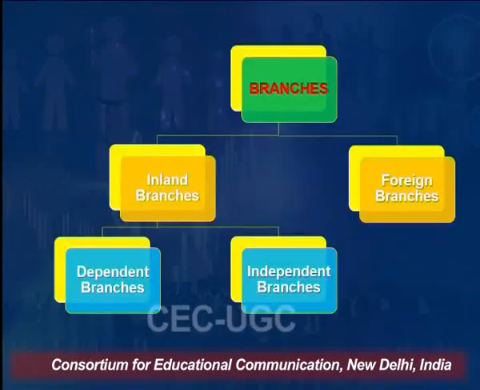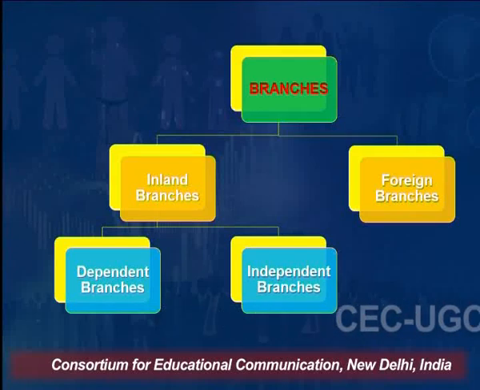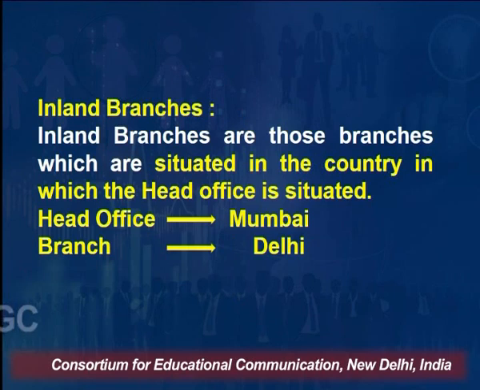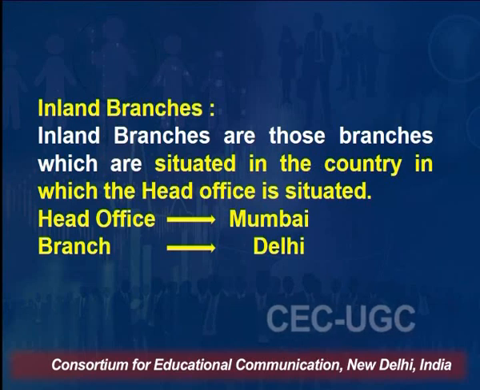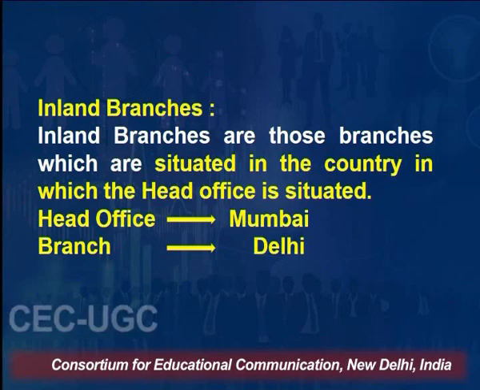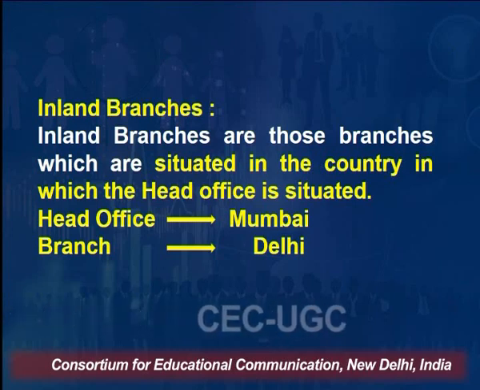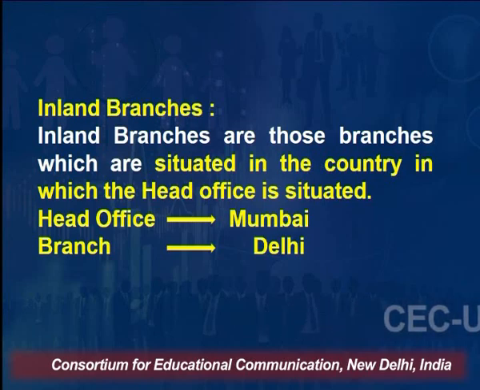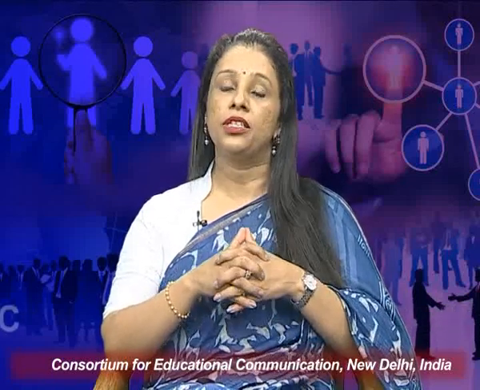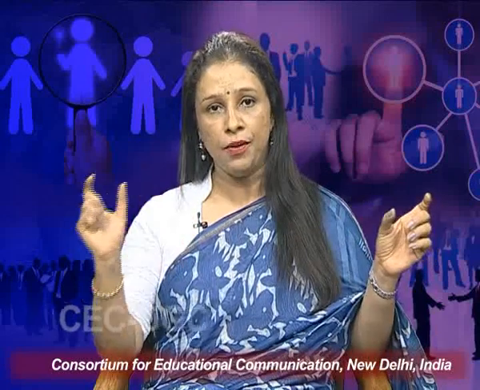We classify branches into two categories, that is inland branch and foreign branch. Inland branches are those branches which are situated in the same country in which head office is situated. For example, the head office of a company is situated in Mumbai, and the branch of that company is also in the same country, for example, let's say it is in Delhi. So the head office and branch both are situated in the same country. This is the example of inland branches.